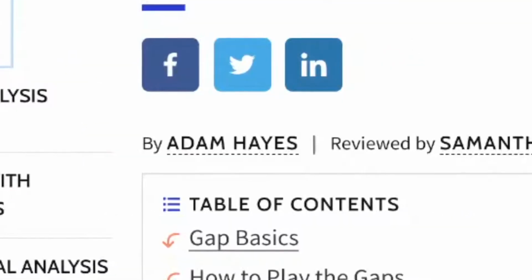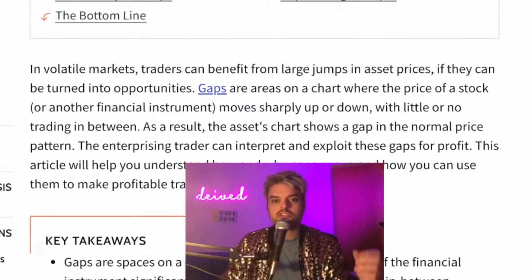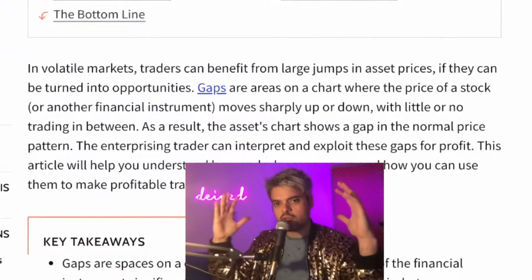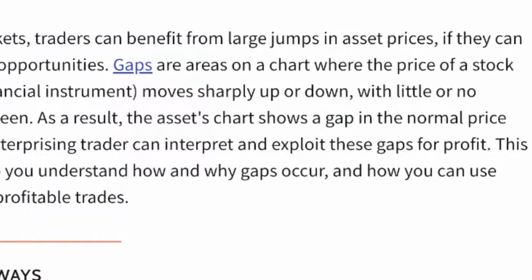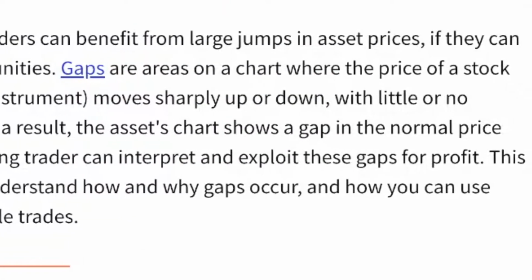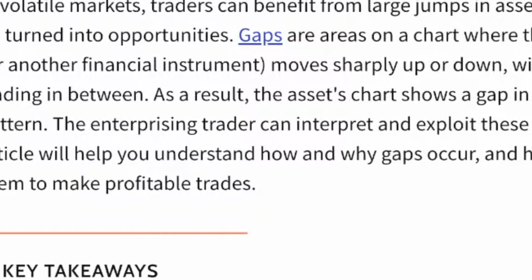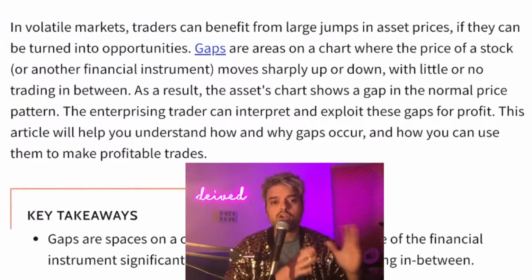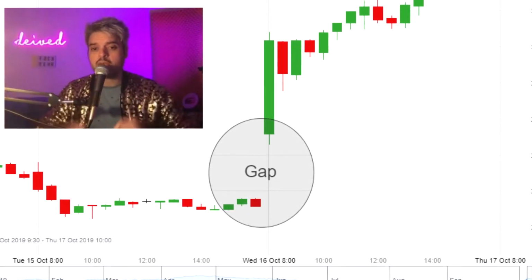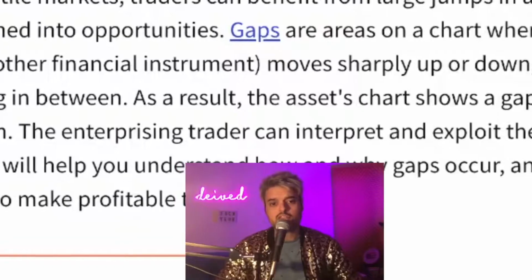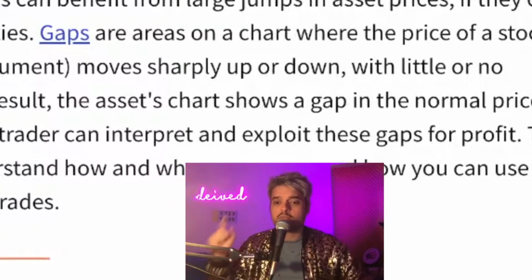Playing the Gap, written by Adam Hayes. In volatile markets, traders can benefit from large jumps in asset prices if they can be turned into opportunity. Gaps are areas on a chart where the price of a stock or another financial instrument moves sharply up or down with little or no trading in between. As a result, the asset's chart shows a gap in the normal price pattern. The enterprising trader can interpret and exploit these gaps for profit.